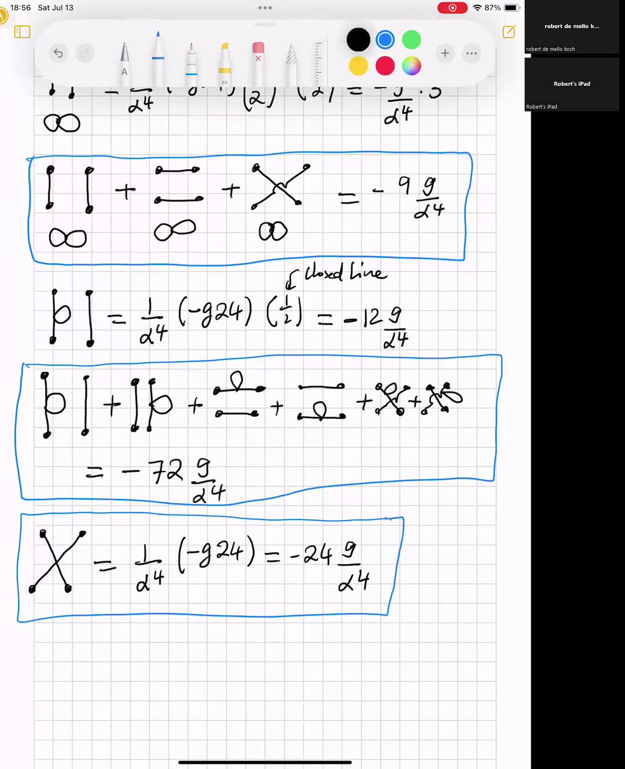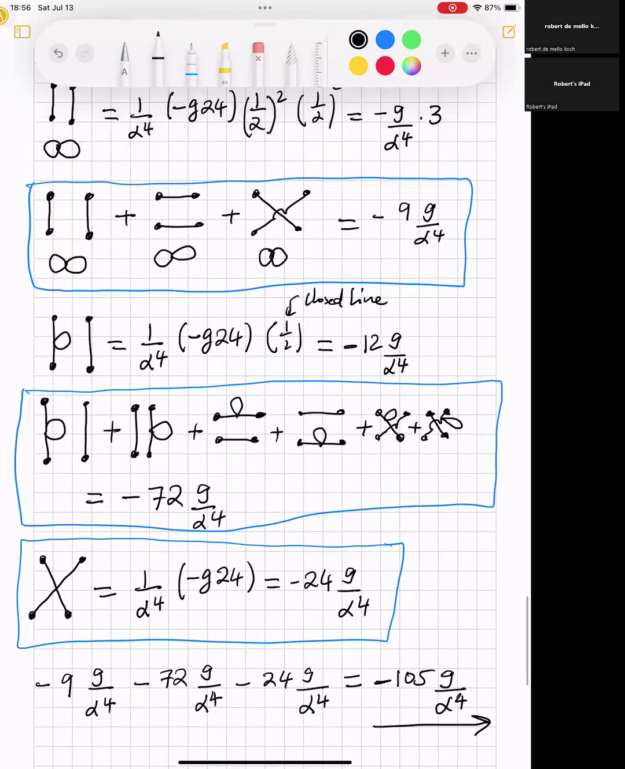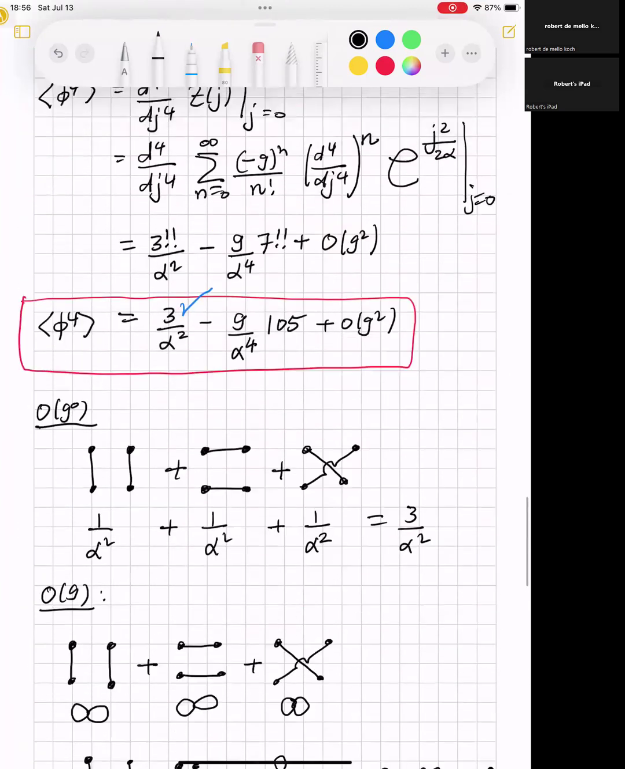So now what happens if we sum these? Well, we've got minus 9 g over alpha to the 4 minus 72 g over alpha to the 4, and then minus 24 g over alpha to the 4. So what is this equal to? Well, 24 plus 72, so that's 82, 92, 96. 96 plus 9 is 105. So we get 105 times by g over alpha to the 4, and this is exactly the order g correction to the 4-point function. So we got that correct too.